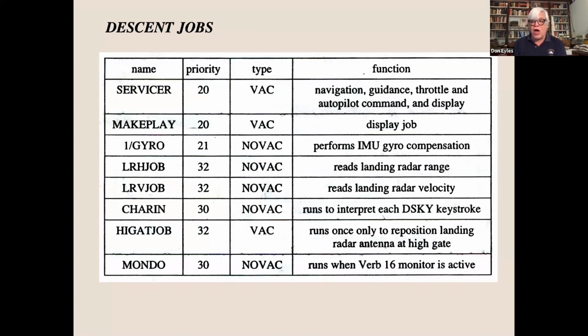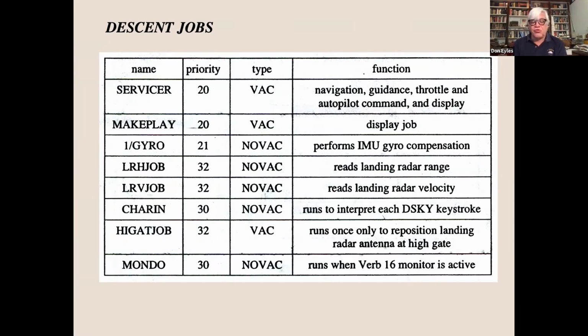This is a list of the jobs that were going on during the descent. There's a little bit of a paradox here in that servicer, which, as I've just described it, was the most important thing going on, had the lowest priority. That was because these other much shorter jobs needed to be able to break in on it, so they had to be allowed to. So priority was not always a measure of importance.